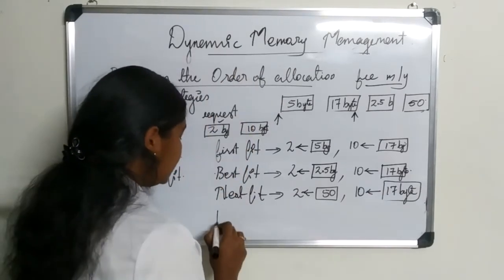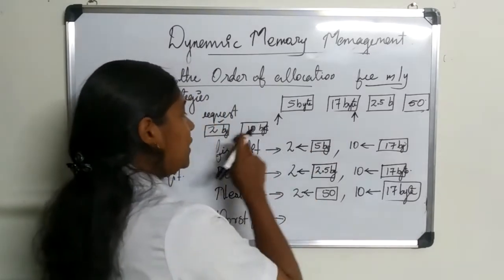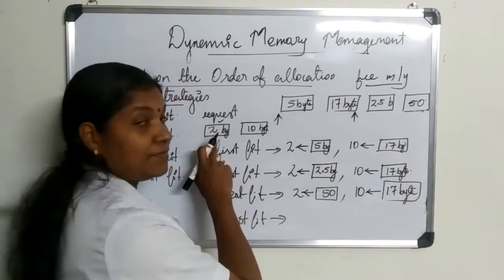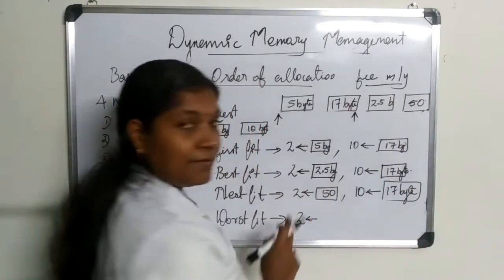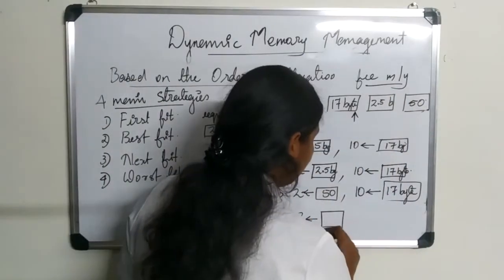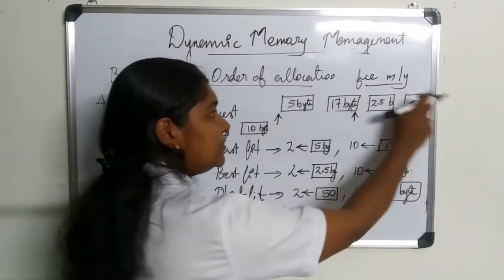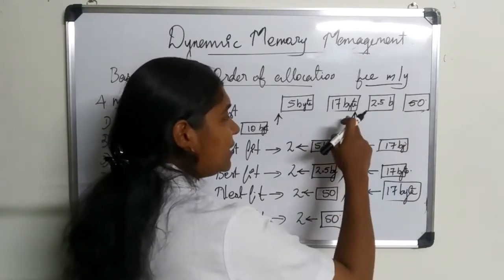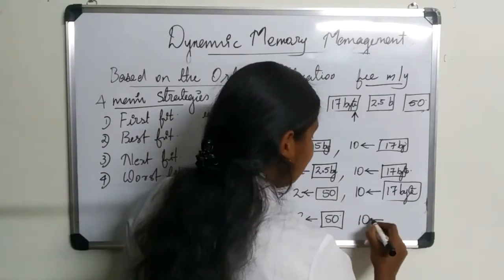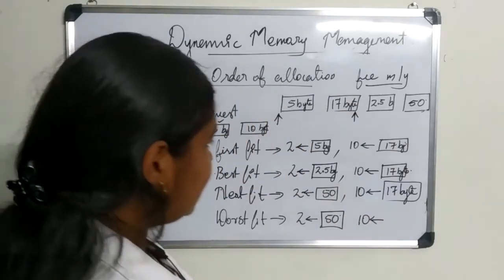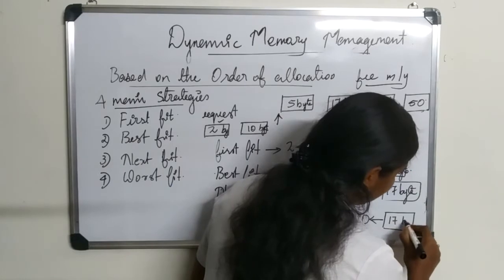Then for worst fit: to satisfy the first request, that is 2 bytes, it will find the largest memory area available, that is the block of 50. So that will be allocated. Then the next is the 10 byte request. Again, it will search the entire free block list, and it will find that 17 is the largest remaining. So in almost all the cases, we got 17 bytes for the second slot, right?